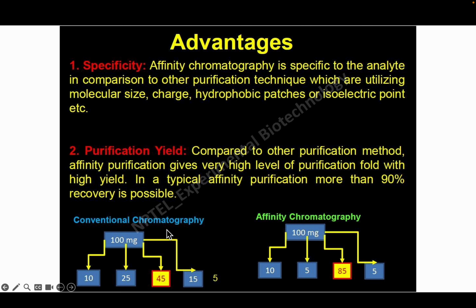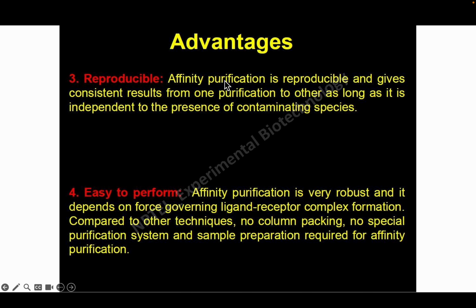So this is conventional chromatography, this is how the yield goes, and this is for affinity chromatography. Affinity chromatography gives a good amount of yield because it depends on however much affinity your protein has with the receptor immobilized in the column. Reproducible. Affinity purification is reproducible and gives consistent results from one purification to another, as it is independent of the presence of contaminating species.